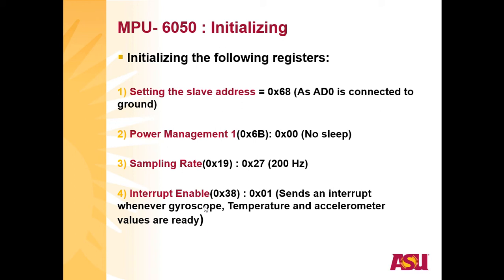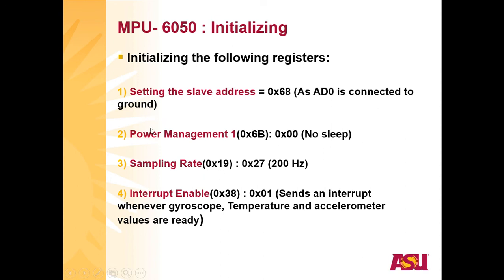MPU 6050 initializing the following registers. We need to set the slave address to 0x68, as my AD0 pin is connected to ground. If the AD0 pin is connected to high, then we should set it to 0x69 instead of 0x68.